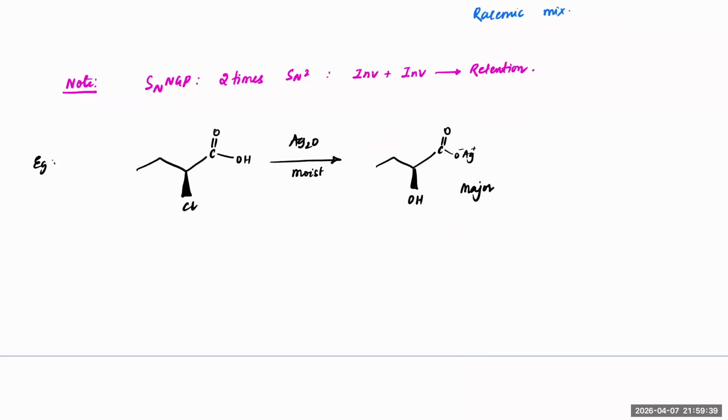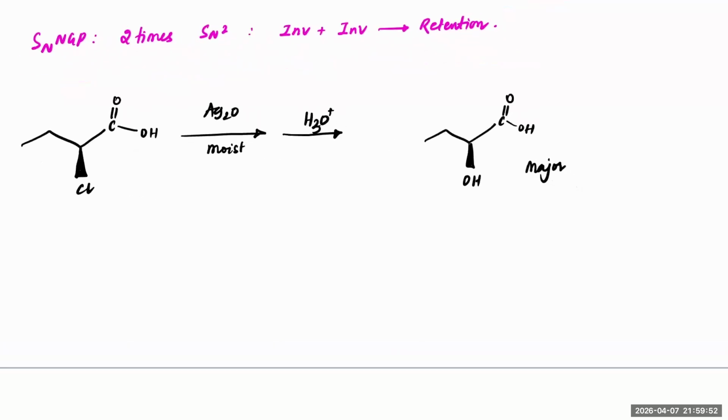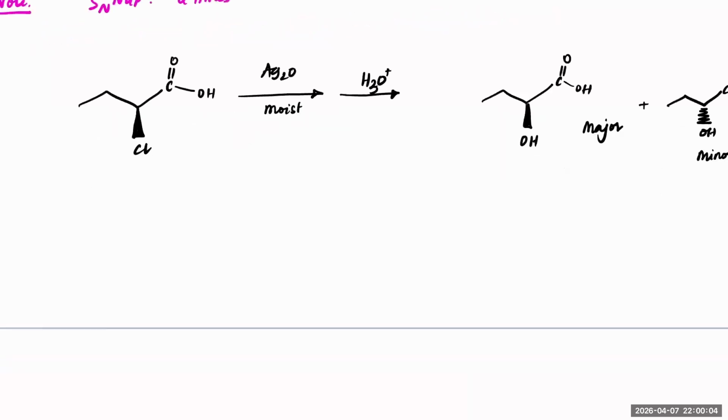This is followed by hydrolysis also, so that I can get the final product. So this will get OH, and this will be the major product, while the other side, where you have OH going inside like this with COOH, will be the minor product. Again, the reason is NGP.